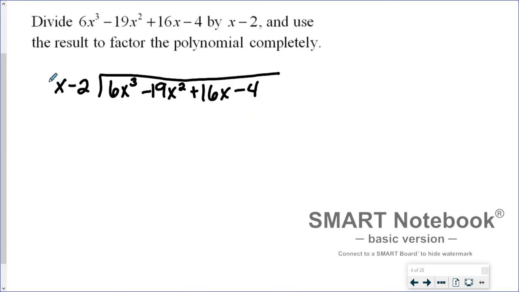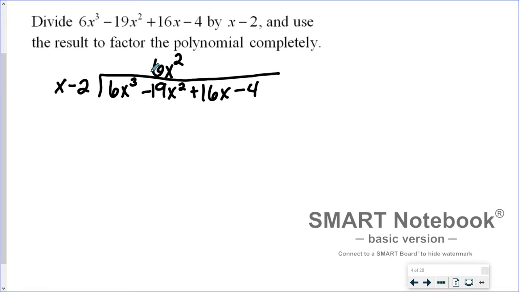The question I ask myself is, I look at my leading term here. I don't really care about the whole thing in general, just the leading term. So in this case, x. And I say, what do I need to multiply x by to get 6x cubed? Well, x times 6x squared would be 6x cubed. So I'm going to put 6x squared up here, above the same term, the x squared. That's why I put it over there.